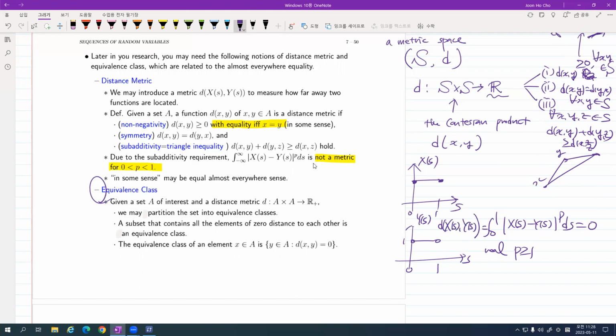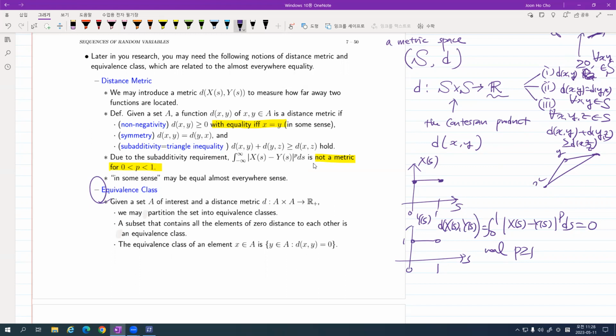Okay? For example, in that case, this distance metric actually tests whether x and y are almost everywhere equal when it claims the distance is 0. Got it? So in this case, the distance metric says its distance is 0. Actually, these 2 functions are not equal everywhere, but almost everywhere equal. So we can relax the meaning of equality a little bit by introducing the equivalence class.